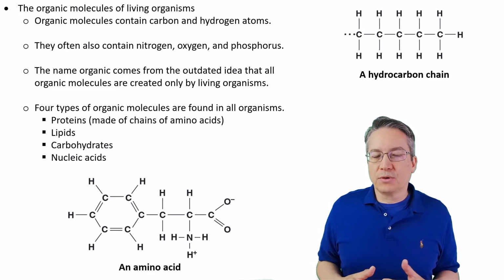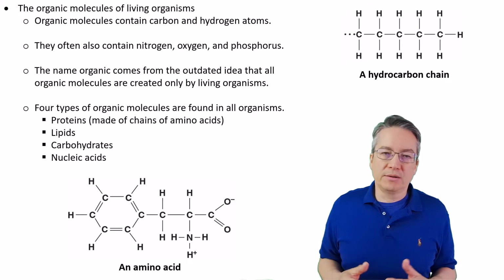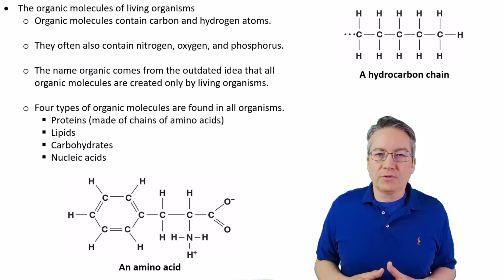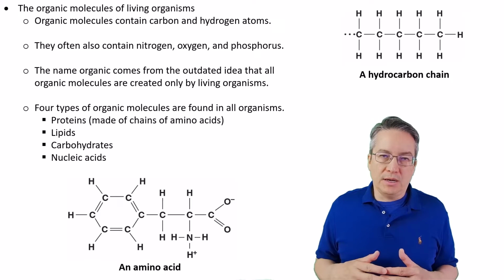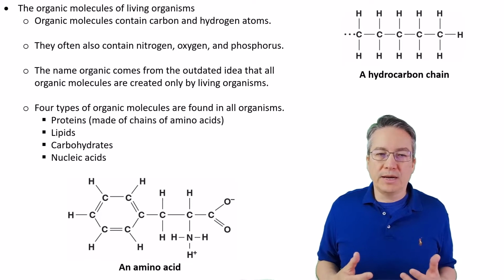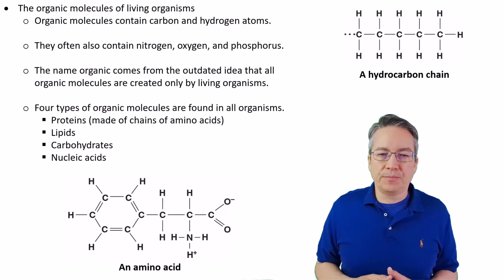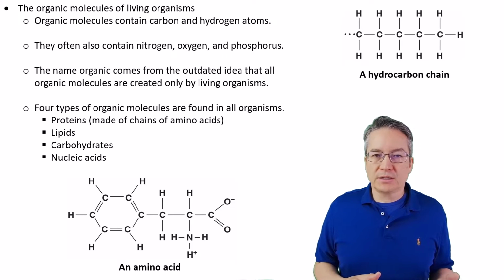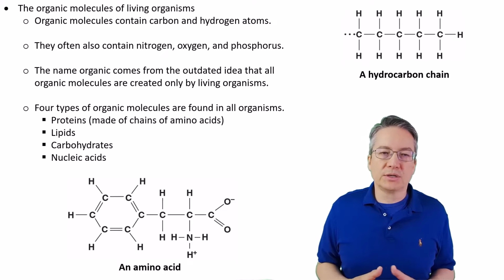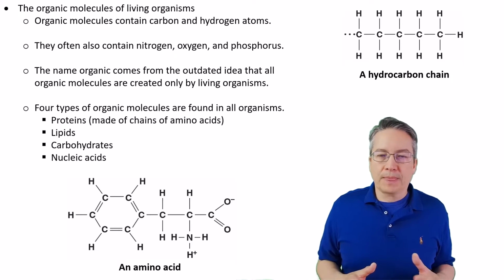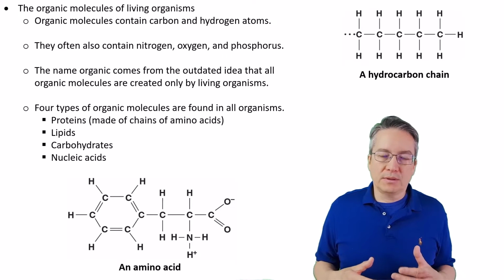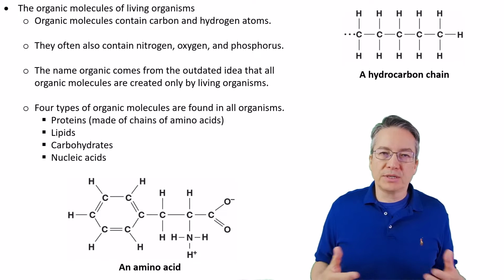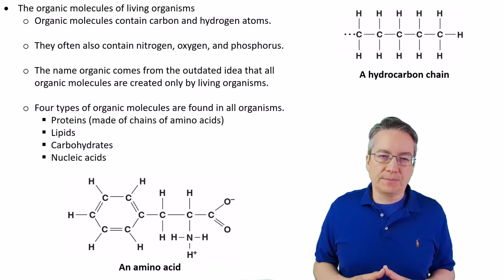Now, there are four types of organic molecules that we're going to be talking a lot about in this course, and they're found in all organisms. First of all, there are proteins. These are large molecules made of amino acids, and there's actually a picture of an amino acid here. You can see that, as I just mentioned, it's going to have carbon as the backbone. And then you can see quite a few hydrogen atoms, and there's actually some oxygen and nitrogen also within this amino acid. As we'll talk about in other videos, proteins are made up essentially of chains of many amino acids linked together.